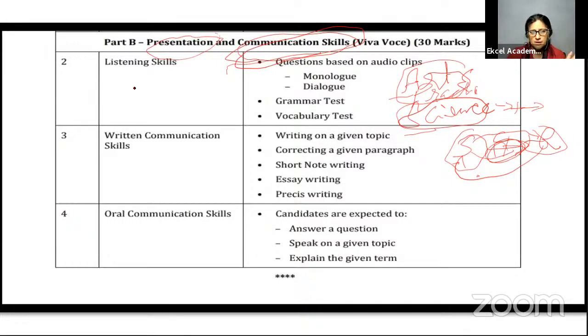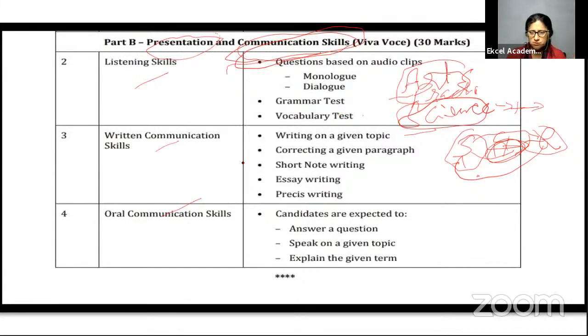In the syllabus, we have listening skills, and then we have written communication skills, and then we have oral communication skills. Now, why is listening so very important? I'll explain to you in detail in my next slide. However, listening is important because everything depends on how we listen and how we understand, how we comprehend, and how we respond. So, under listening skill, we have monologue, dialogue, grammar, and vocabulary.